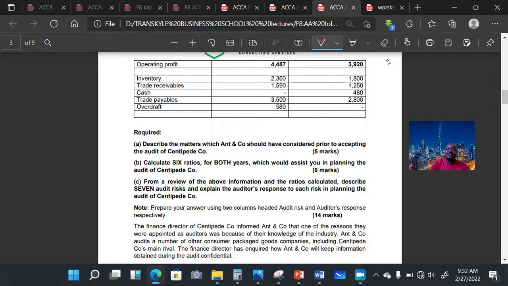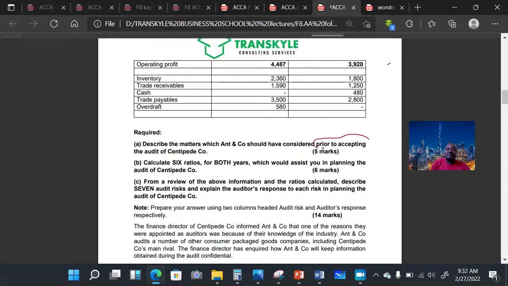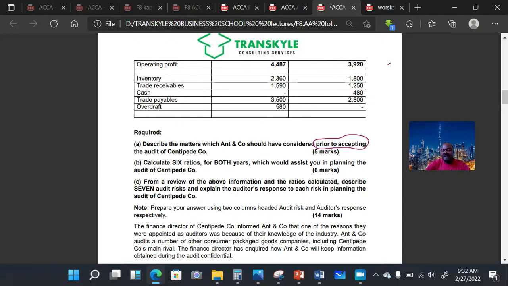What do you have to do before you accept a client? Prior to accepting the audit of Centipede Co., those are the matters we need to consider. What do you have to care about? What do you have to worry about before you accept a client? And this is a knowledge-based question.